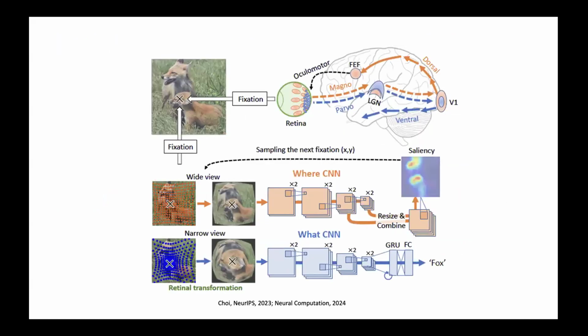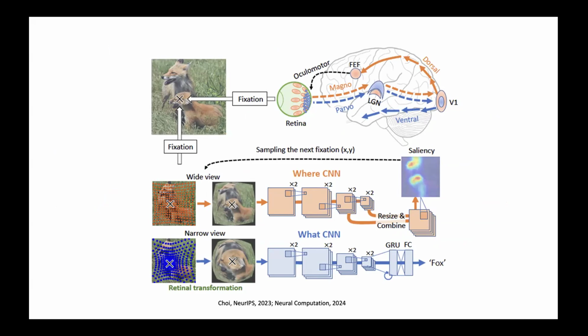So we built a model. The model has two convolutional neural nets. One we call the where CNN, the other we call the what CNN. The where CNN starts with a type of retinal sample that has a wide view. We're trying to mimic the magnocellular retinal ganglion cells. You take a lot of wide views, and we figure out where the next location that the eyes should be fixated to.